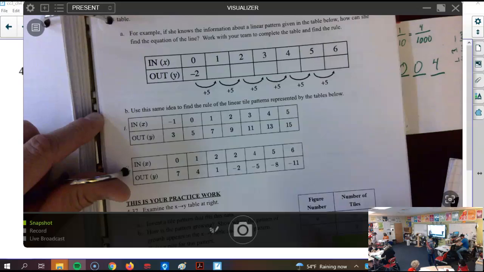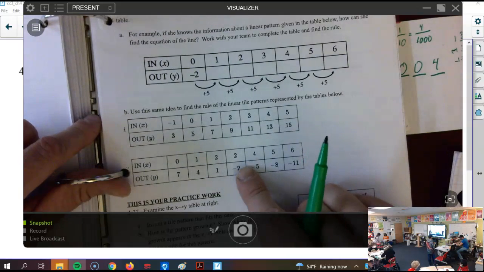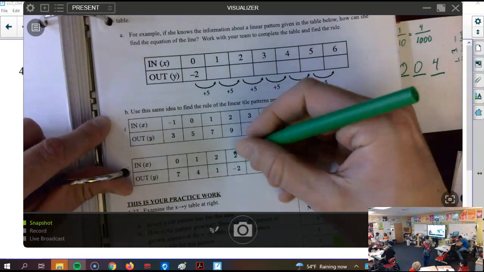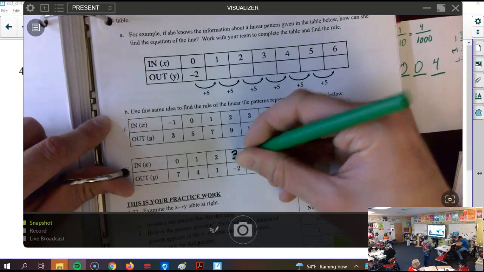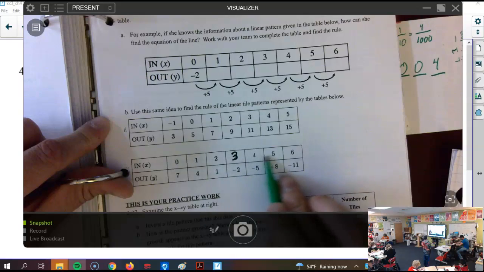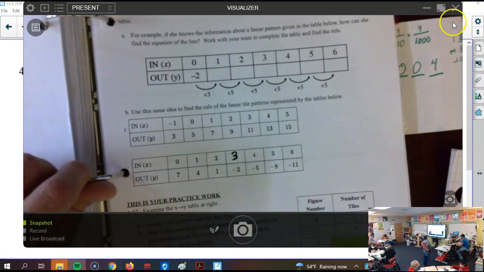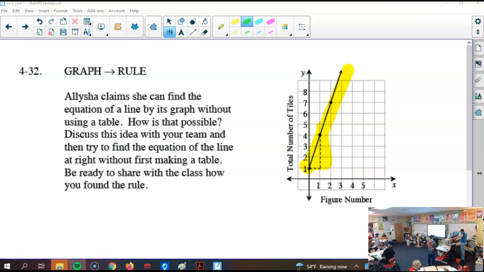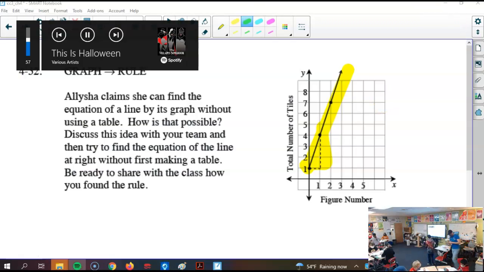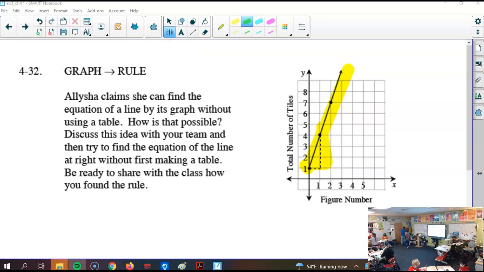Okay, I gotta pause this. But for all the people that weren't listening when I said it, this should be a 3. I don't know how I have that typo. It should be 0, 1, 2, 3, 4, 5, 6. Are we all good now? They must have fixed it on the online version, because it's right now.